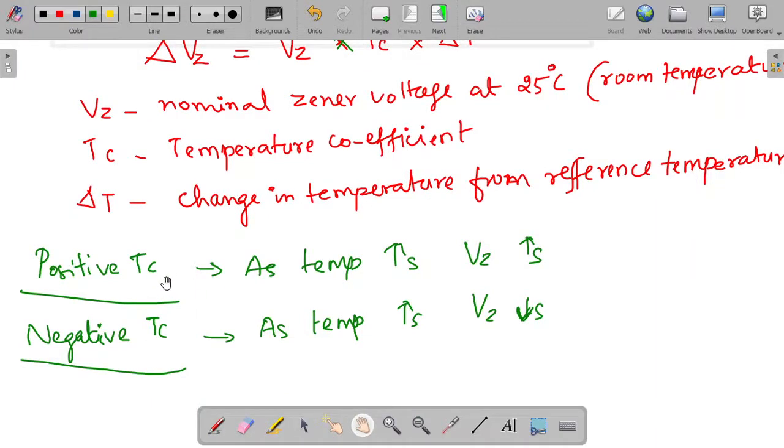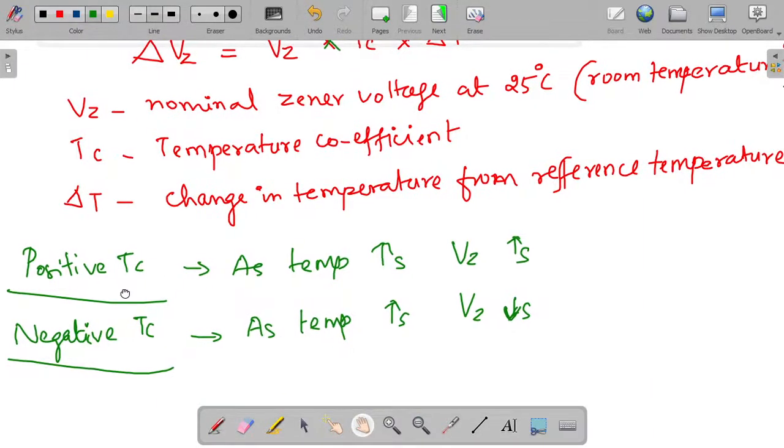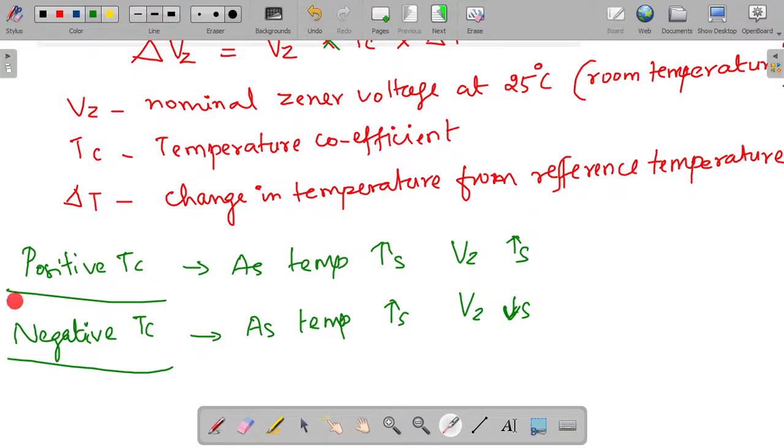So we can have two types of temperature coefficient values. One may be the positive temperature coefficient, another one is the negative temperature coefficient. What is meant by positive temperature coefficient? As the temperature increases, zener voltage also increases, then we call this a positive temperature coefficient. If the temperature increases and the zener voltage decreases, it is a negative temperature coefficient. So negative temperature coefficient means as the temperature increases, Vz will be decreasing.